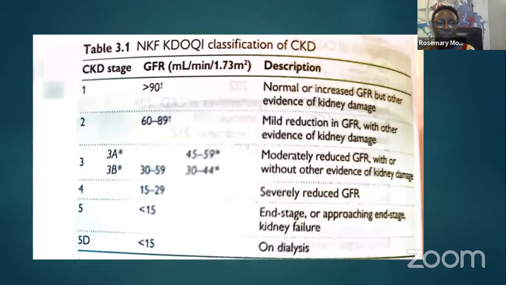And then you come to your stage 3, which will be divided into 3A and 3B. And that's 3A will be when your GFR is 45 to 59, and your 3B will be when it's 30 to 44. Then you come to your stage 4, and your GFR will be 15 to 29. And lastly, you've got stage 5, which is less than 15, and that is end stage and approaching kidney failure, and the patient, we need to start preparing for dialysis.